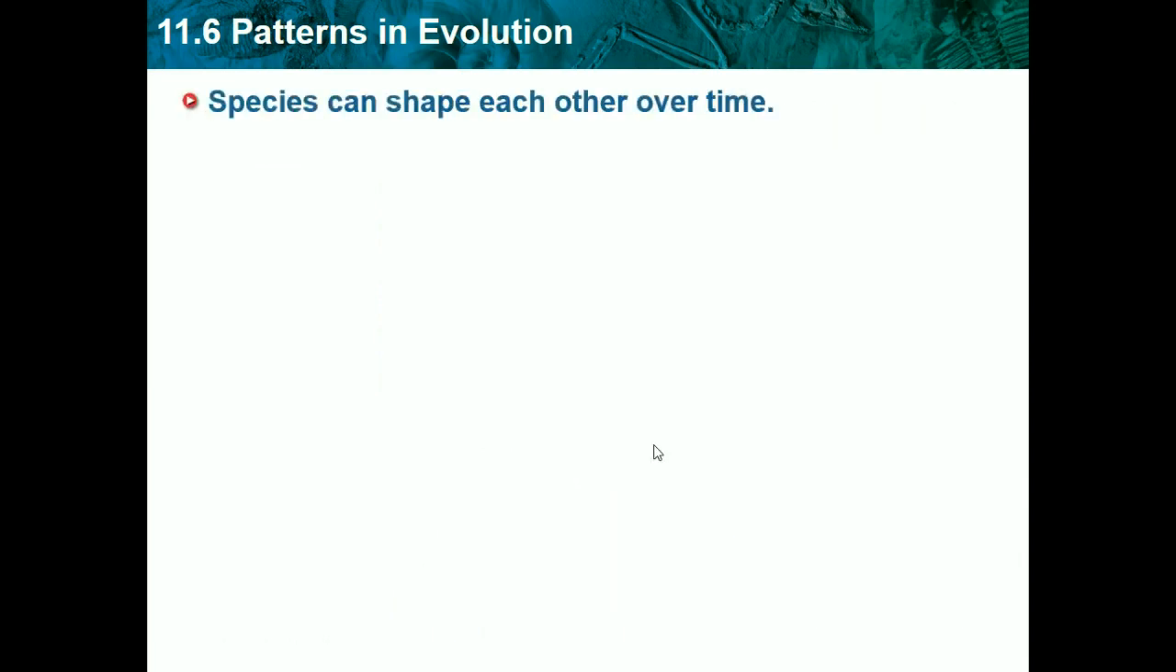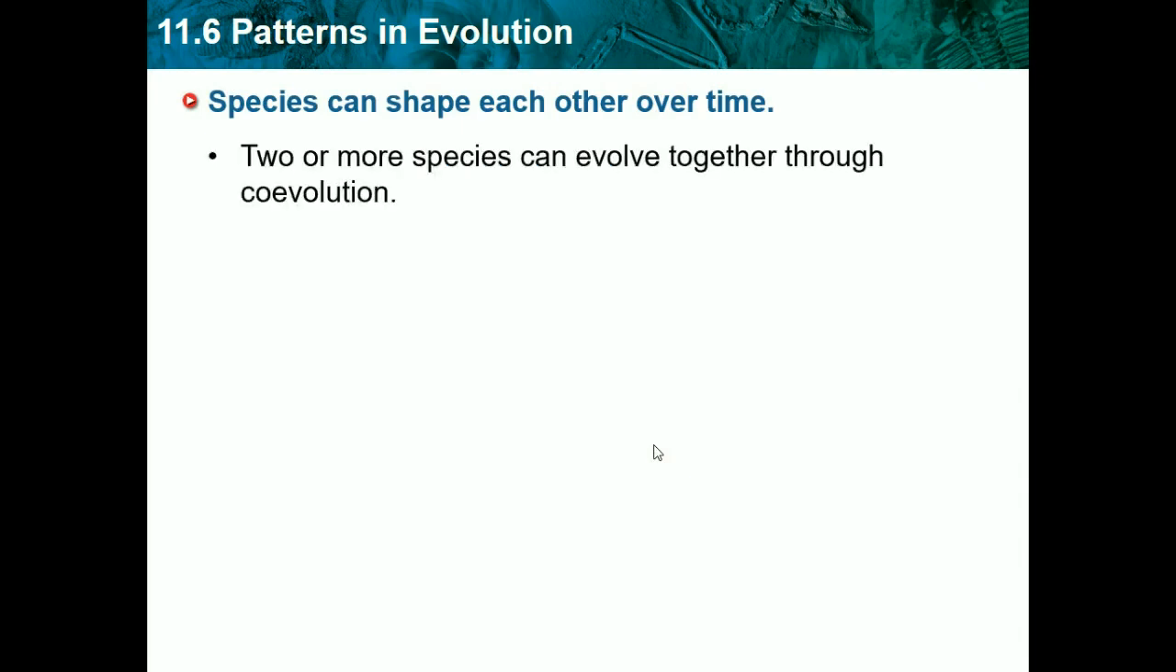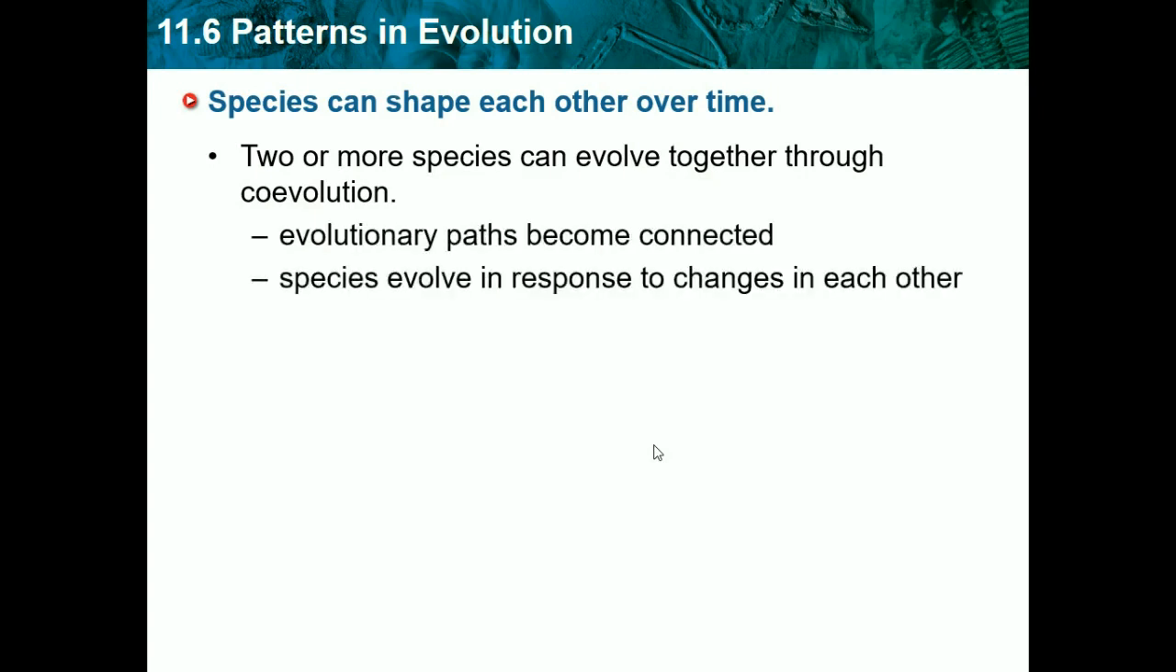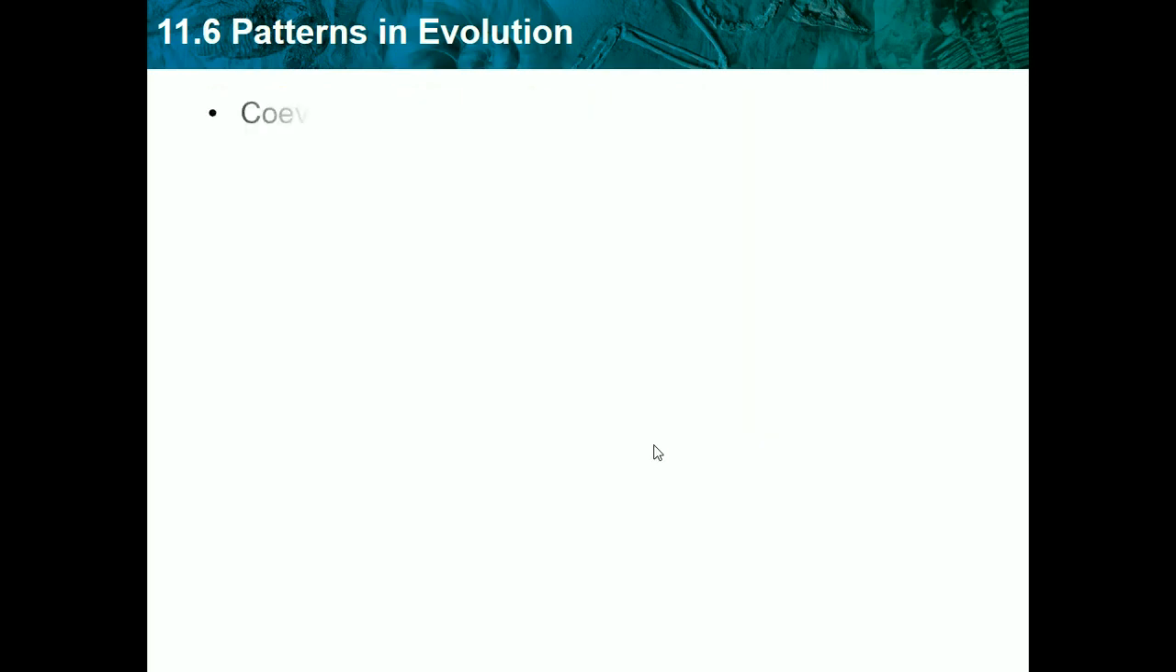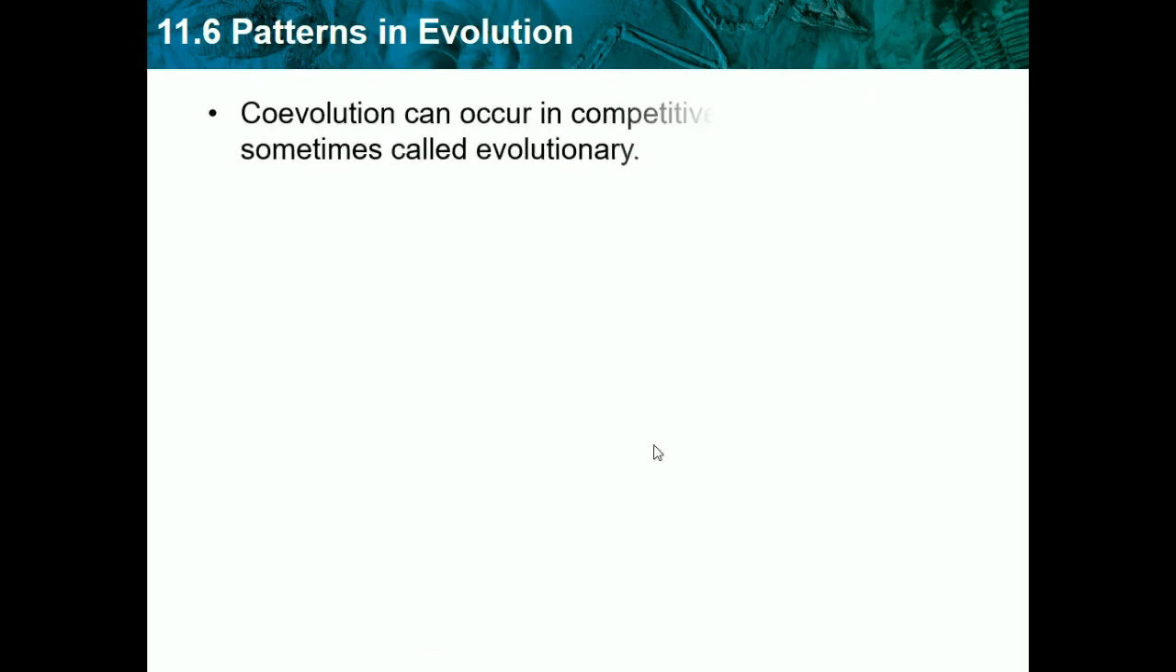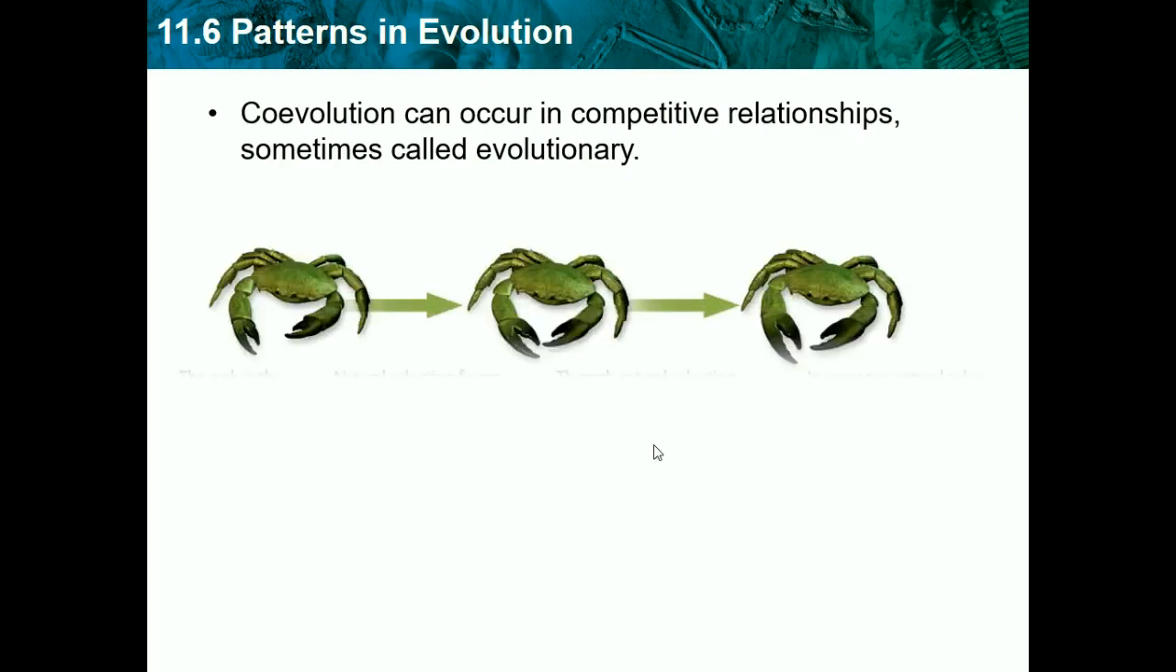Species can shape each other over time. Two or more species can evolve together through coevolution. Evolutionary paths become connected. Species evolve in response to changes in others. So two species evolve simultaneously together because of the other one evolving. Coevolution can occur in beneficial relationships, and coevolution can occur in competitive relationships, sometimes called an evolutionary arms race. And this is probably the one they're going to ask you about, the competitive part of it.